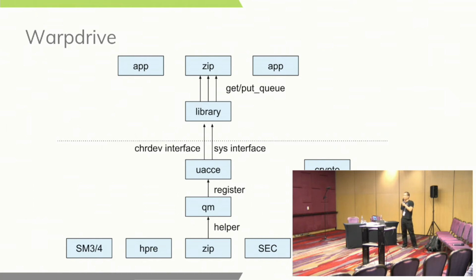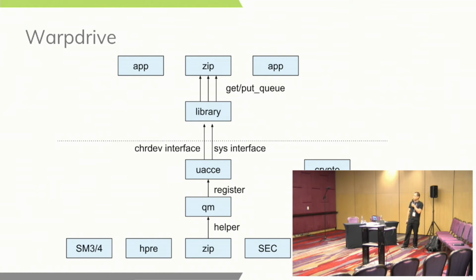Here is a big map of Warpdrive. You can see in the top layer there are many applications. We support many applications, even on one accelerator, and they can run together. Each application just requests a queue from this library. Under the library, there is the UACCE framework. The UACCE framework registers to the system via the CHRDEV interface. It also uses this interface to provide some information, like what accelerator it is, how many queues still exist in the system, and other features. Like later, it is queue management. Queue management is a helper.